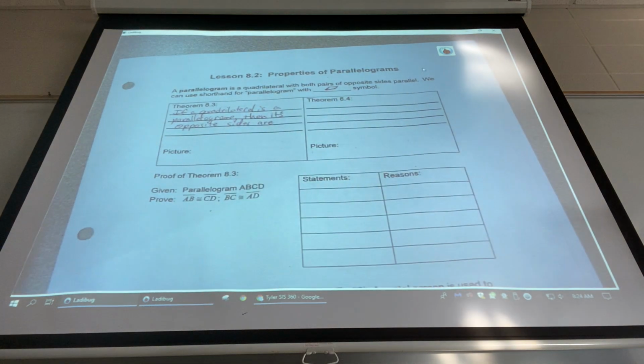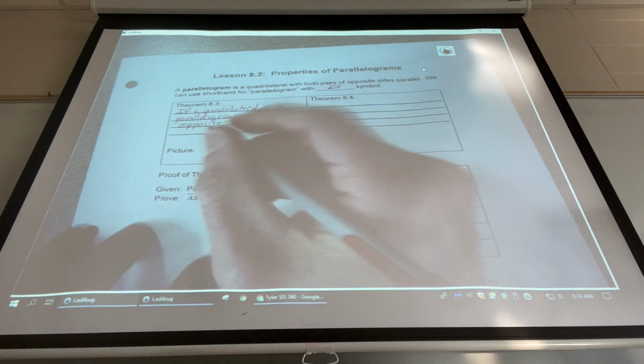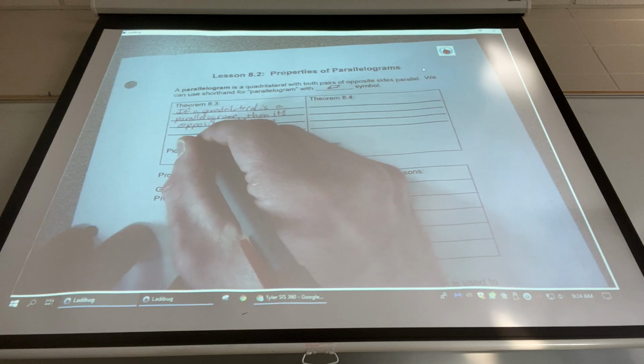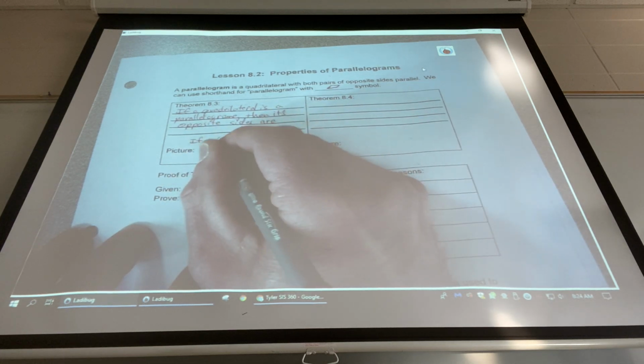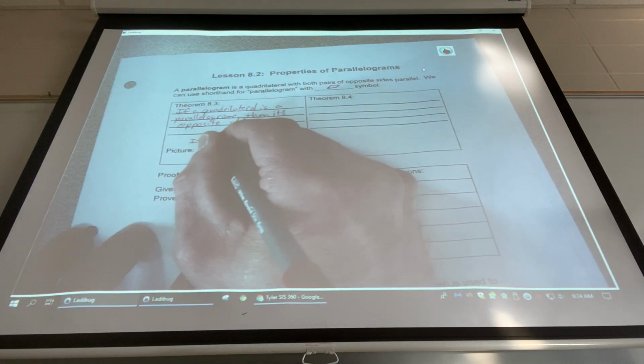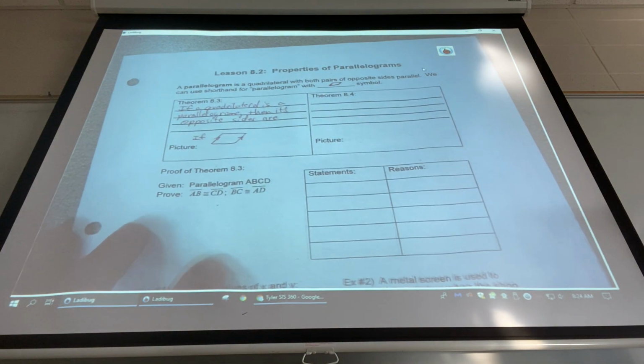So then it's opposite sides are, well, that by definition, yeah. By definition, we know that. If it's a parallelogram, we know that. But what other, let's draw a picture. So if, what? Let's take a look. So remember those lines like that?